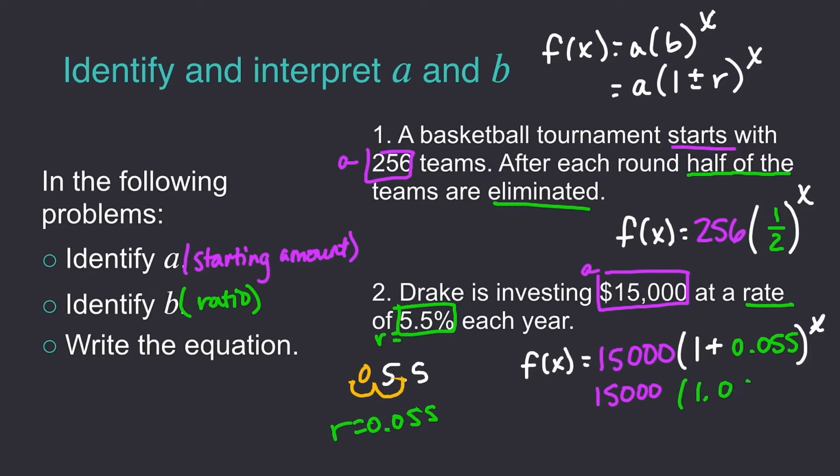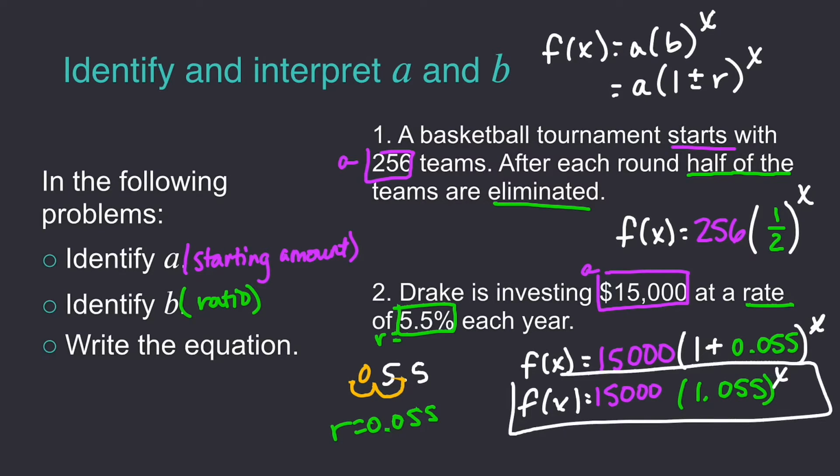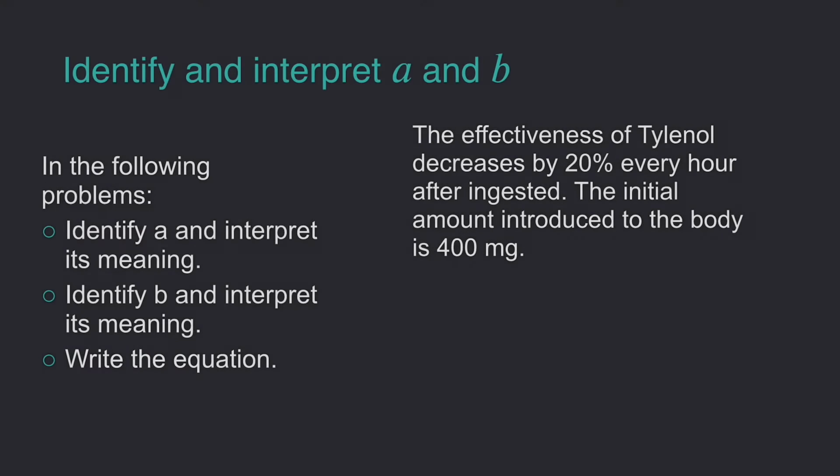So we've got 15,000 times 1.055 to the x power is our equation. Perfect. All right, so let's go ahead and look at some more examples as we go through this.